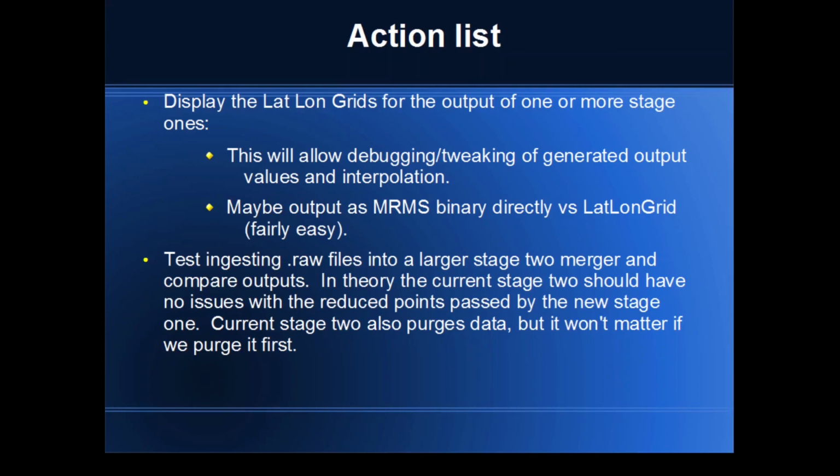We also want to start ingesting the raw files into a larger stage 2 merger and compare outputs. In theory, the current stage 2 should have no issues with the reduced points passed from a new stage 1. Current stage 2 also purges data, but it won't matter if we purge it first.